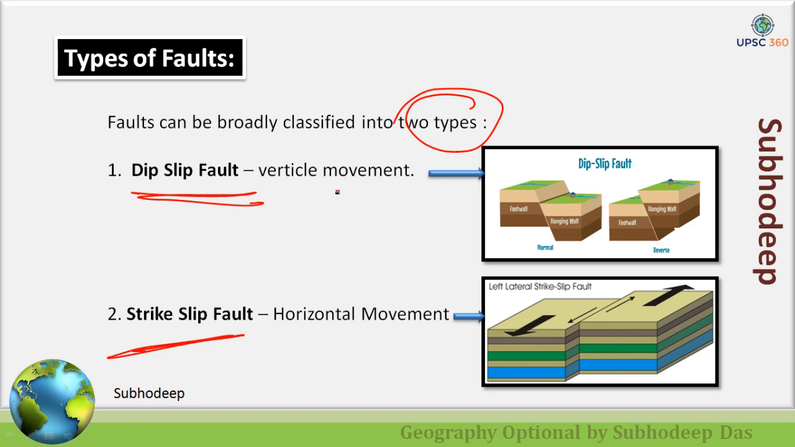Dip slip fault happens when there is vertical movement like this. Either it goes downward or, due to the compression force, it goes upward, right? But it is happening in a vertical motion, right?